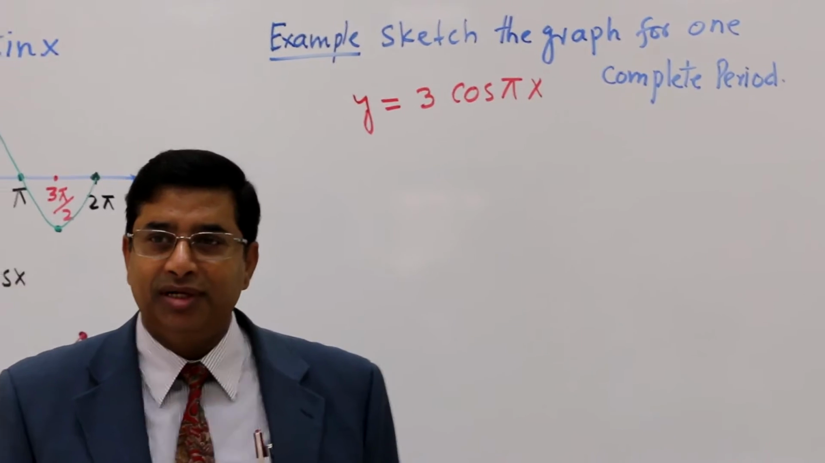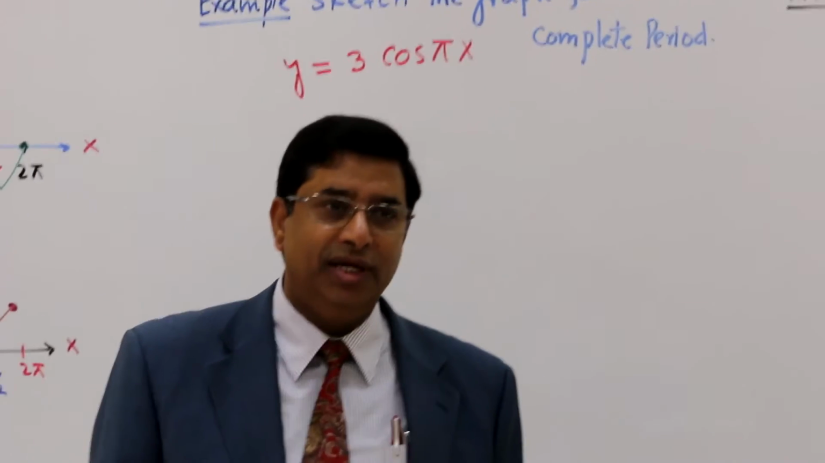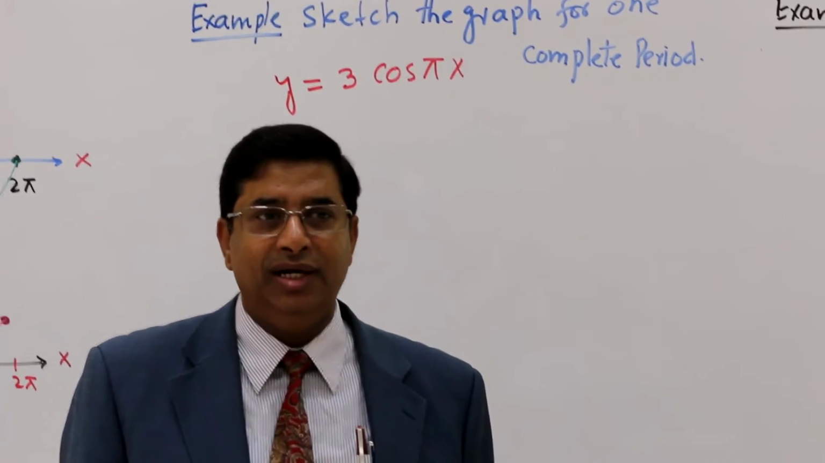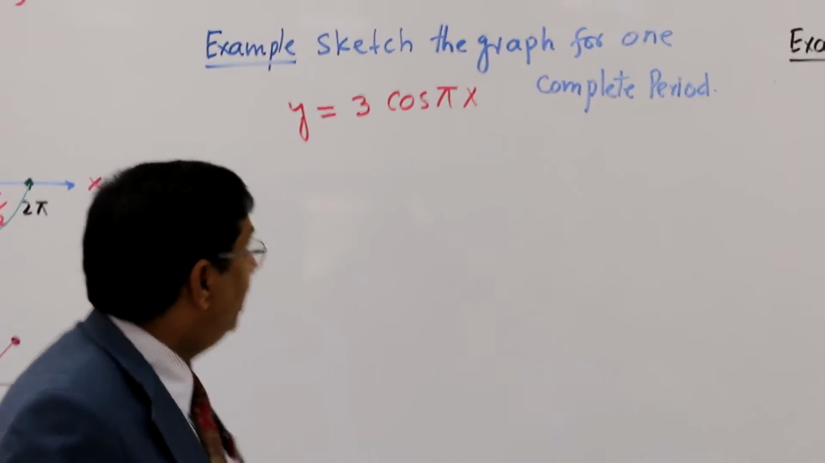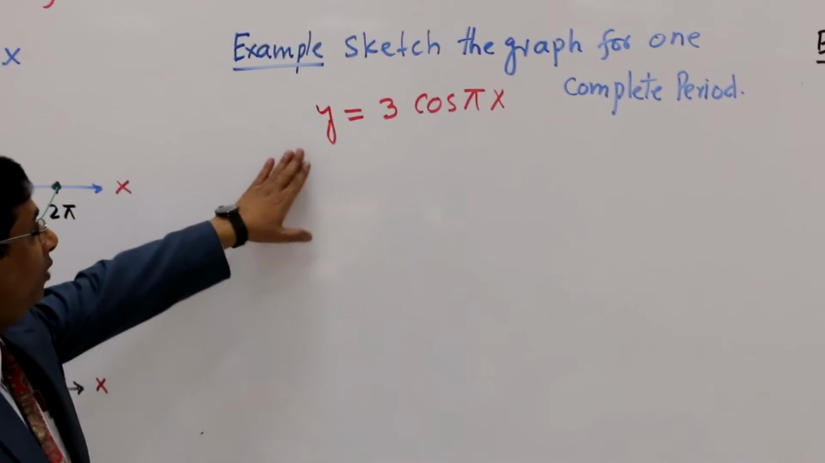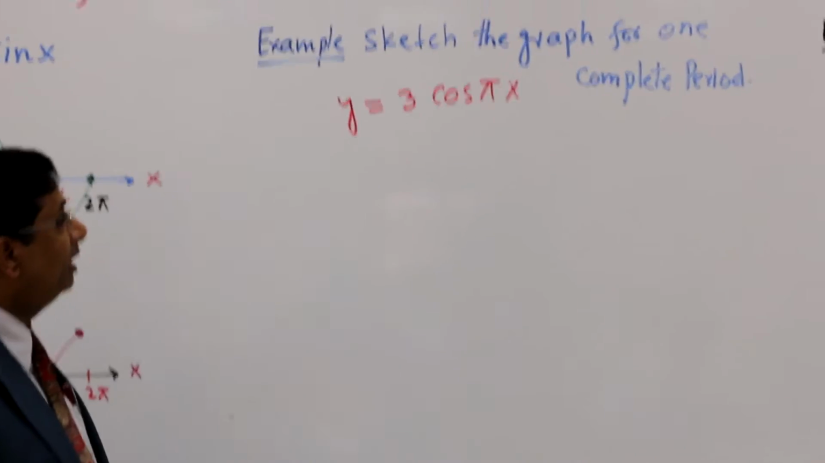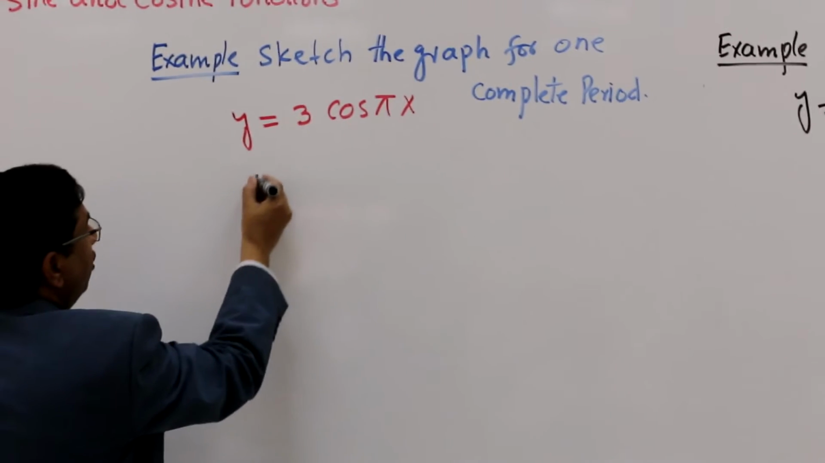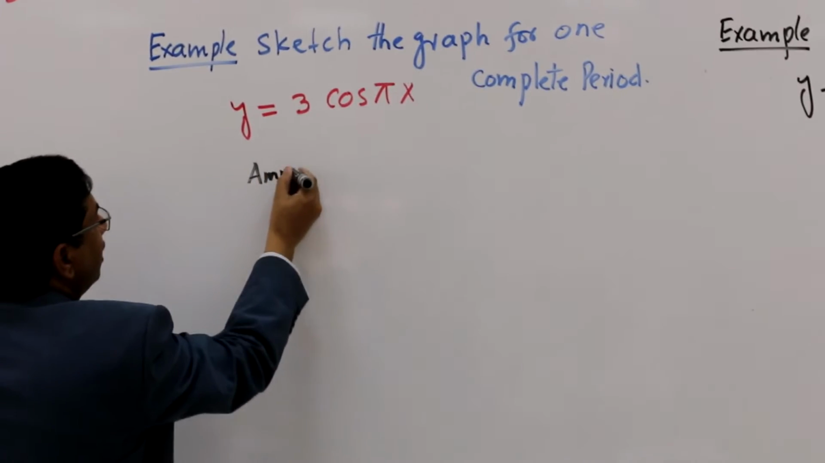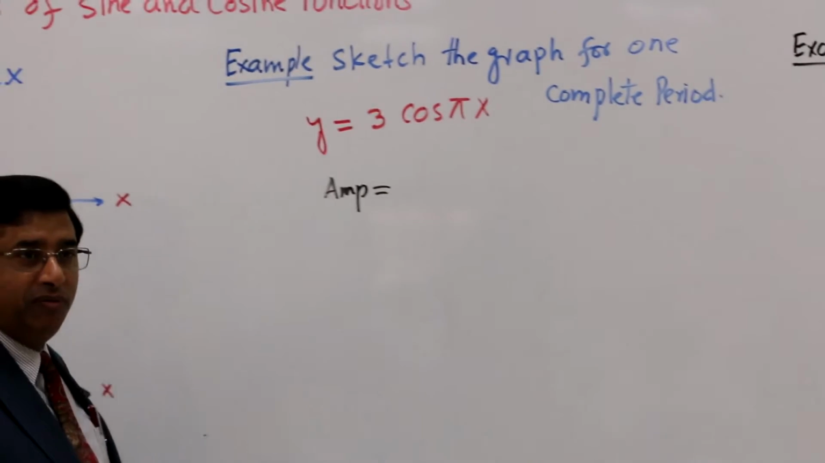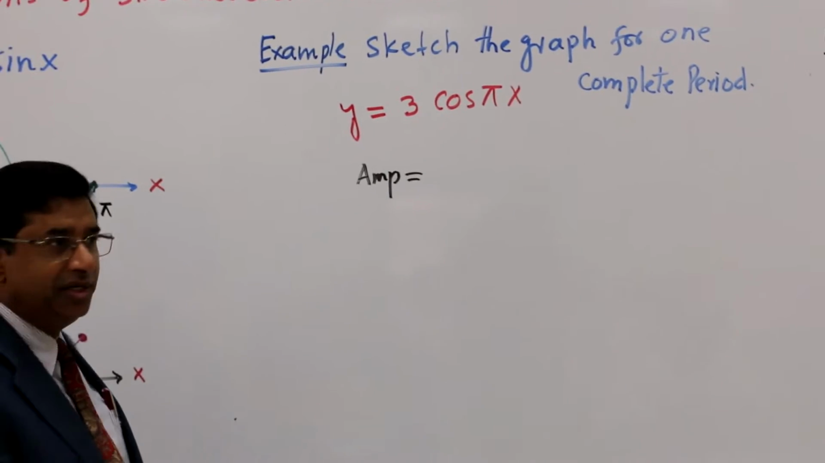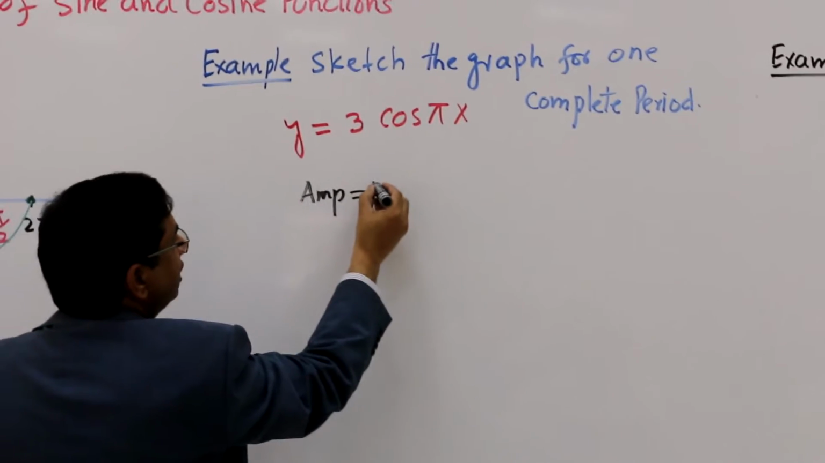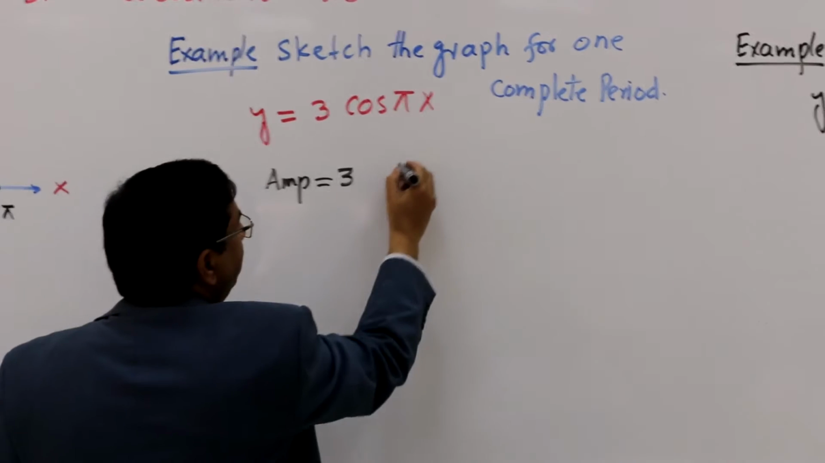In this lesson, we shall learn the graph of sine and cosine by using the graph of sine curve and cosine curve. Let's try this example. y = 3 cos(πx). When this function is given, first of all, write down its amplitude. Amplitude is always the coefficient written before the cosine or sine function. This is 3. And then we write the period.